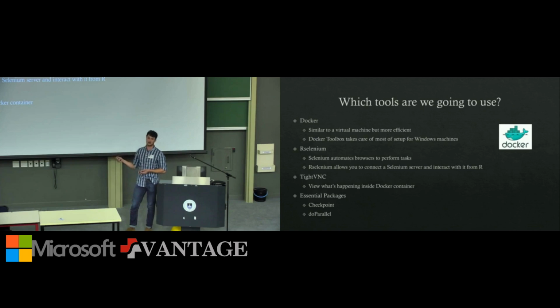RSelenium allows you to interact with the Selenium server from R. And Selenium is just a piece of software that's used to automate a browser to do repetitive things, like scraping in our case. And then finally, there's TightVNC, and I just use that to actually peek inside my virtual environment so I could see my Chrome browser and figure out what it was actually doing.